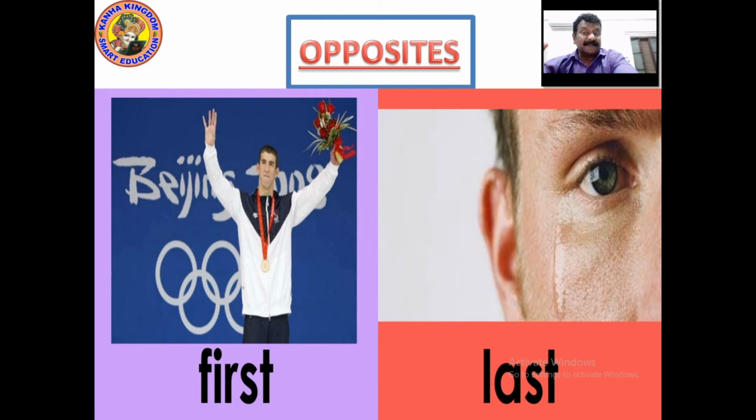First is the achiever. Last is what? The last one has achieved, but he has achieved it at the last. So he doesn't deserve any award. So he is feeling sad and crying. First, last. Opposite of first is last. Opposite of last is first. Please write it down.